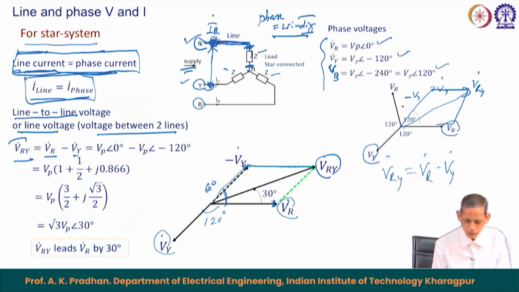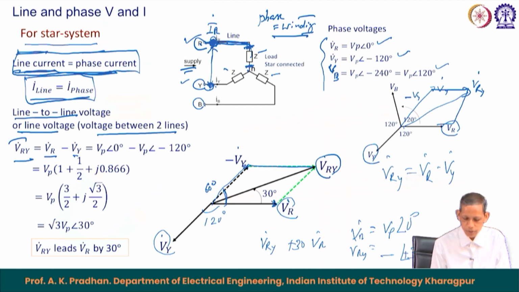So, straightforward to this, the V R Y takes an angle plus 30 degree with respect to the V R. So, if V R equals V P with 0 degree, then the V R Y equals a certain magnitude with angle plus 30 degree, leading by 30 degree.